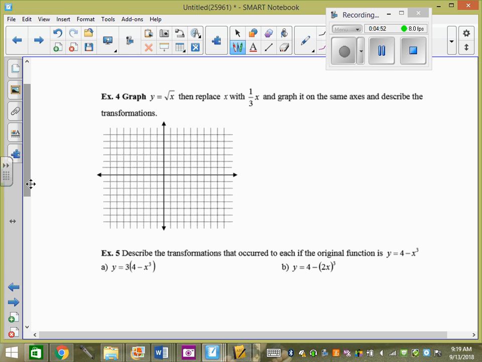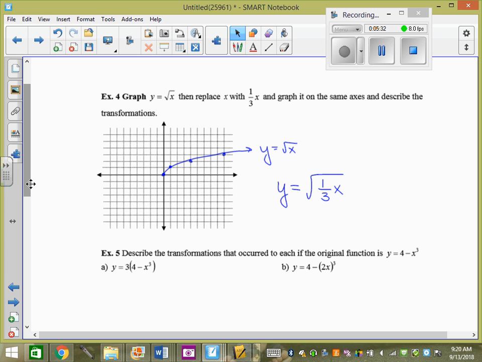y equals square root x, then replace x with 1/3 x. So remember we did the y equals square root x graph before? 0, 0, 1, 1, 4, square root of 4 is 2, 9, and 3. Now we want to replace the x with 1/3 x. So we're replacing the actual x in the equation with 1/3 x. I'm not telling you it's a horizontal stretch by a third. We agree? So I want the graph of y equals square root of 1/3 x.